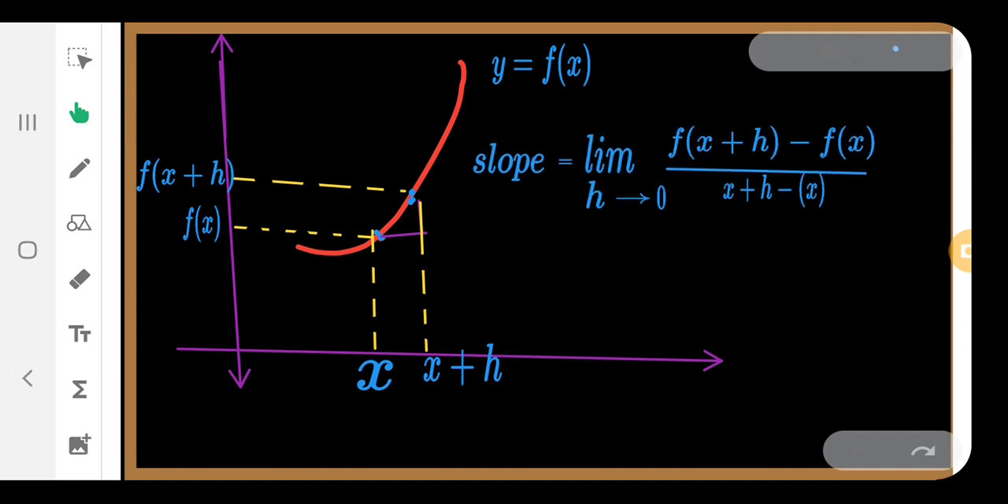Anyway, the slope is equal to limit h tends to 0 of f of x plus h minus f of x divided by h. That is f dash x, that is the f dash x notation. Slope at the point x is f dash x, or derivative of f of x at the point x is f dash x. So we conclude that geometrically the derivative is the slope of the curve at a point.